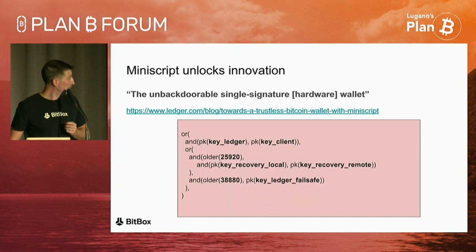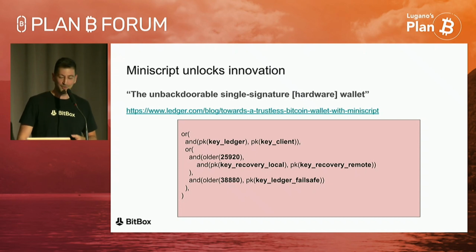There are some wild ideas out there. Shout out to Salvatore from Ledger. He wrote a blog post about experimentation with the unbackdoorable single signature hardware wallet. It's a bit of a bold statement, right? So the idea is you have, for example, a Bitbox or a Ledger, but maybe you're worried that there are supply chain attacks, maybe the hardware wallet itself cannot be trusted.